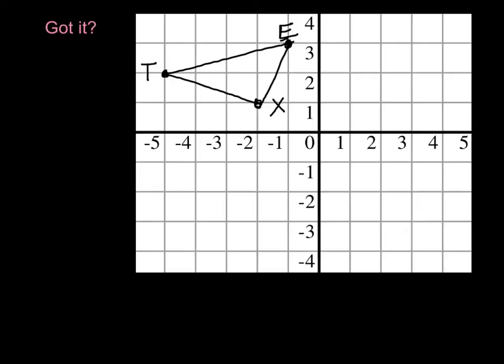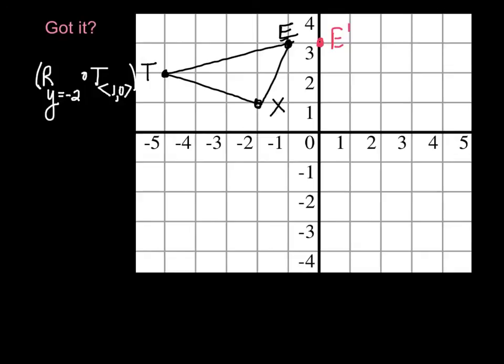We want to know what the image of triangle TEX is for the glide reflection: the reflection over y equals negative 2 following the translation 1, 0. So the first thing we have to do is translate it, because remember, we have to do the reflection following the translation. So the translation is 1, 0. That means we're going to go right 1, and then we're not going to move up or down. So we're just going to move everything right 1.